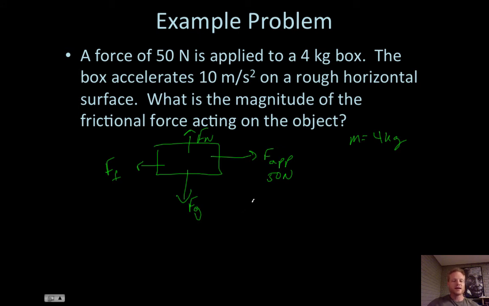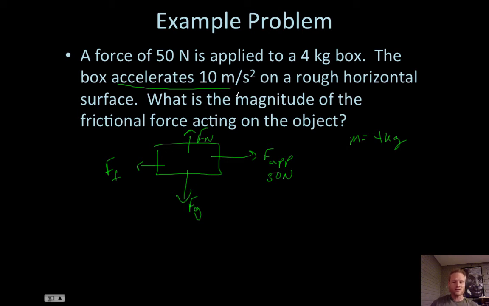Like I said, the force of gravity and the normal force are going to cancel each other out because there's no acceleration in the vertical direction. Basically, the box is not moving up or down. Now, clearly, the applied force must be overcoming the frictional force because the box is accelerating, and acceleration indicates that there is a net force present.